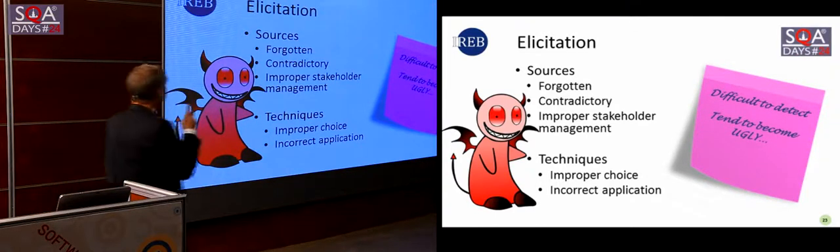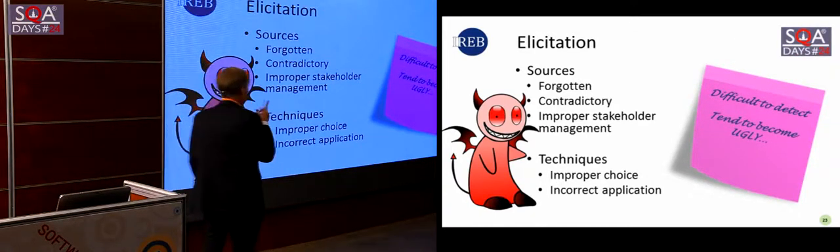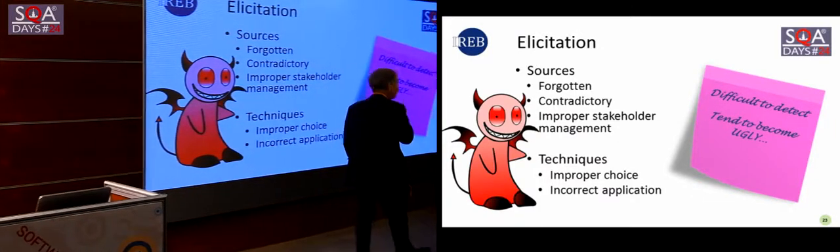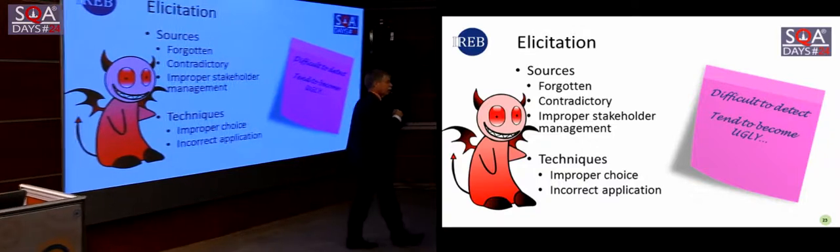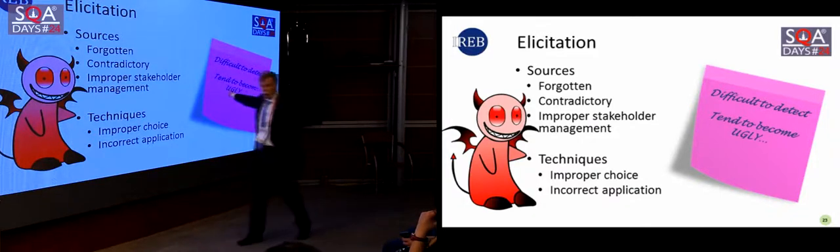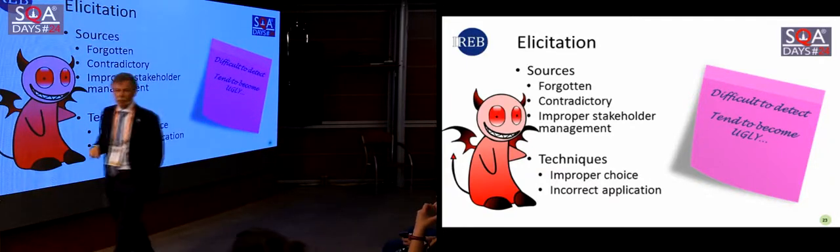And the problem with things going wrong in elicitation is that they are the worst. They tend to become ugly. These are things that in the end lead to something that's documented in an improper way, and you as a tester will have a very hard time detecting them. So this is the first one that we should be keen on.